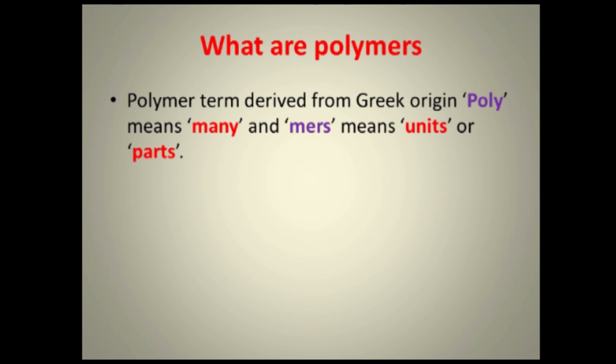The first question that will come to our mind is, what are polymers? This chapter is all about polymers. The term polymer has Greek origin. Poly means many and mers means units or parts. Many units or many parts are called polymers. Polymers are nothing but large molecules, also called macromolecules, consisting of repeating units, and these repeating units are called monomers.